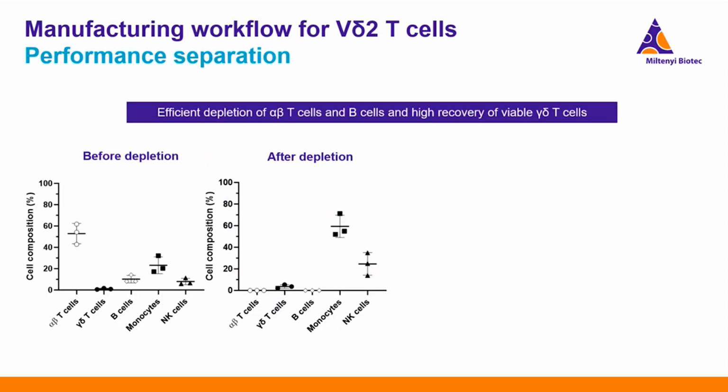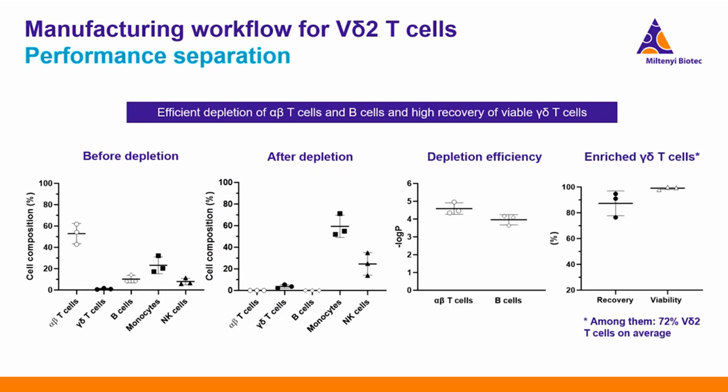Now in this slide, we can have a look at some exemplary data that we obtained during our verification runs. Here you see the efficiency of our depletion step. After alpha beta T cell and B cell depletion, the majority of the cells remaining are actually monocytes and NK cells, which we need for our expansion protocol using zoledronic acid. And of course, we have a slightly increased enriched fraction of gamma delta T cells.